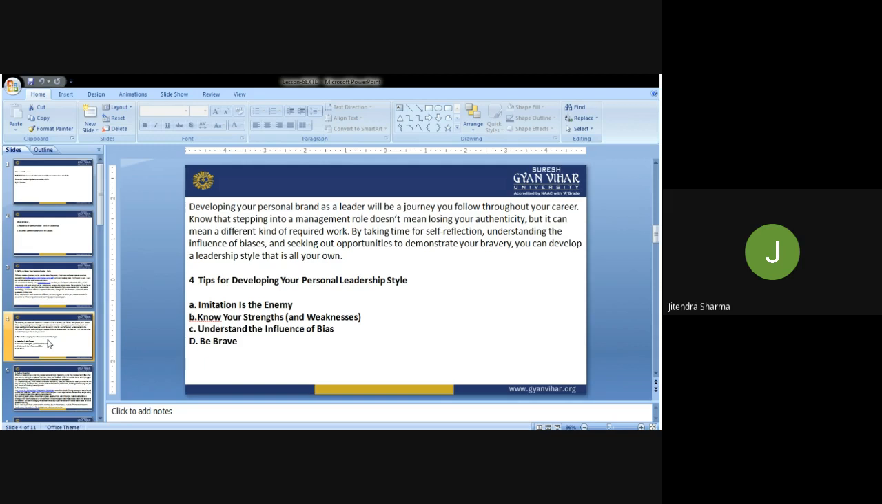Developing your personal brand as a leader will be a journey you follow throughout your career. Know that stepping into a management role does not mean losing your authenticity, but it can mean a different kind of required work. By taking time for self-reflection, understanding the influence of bias, and seeking out opportunities to demonstrate your bravery, you can develop a leadership style that is all your own. Here are four tips on how we can develop a personal leadership style. If you develop these in your day-to-day life, then you will become a leader of the masses.